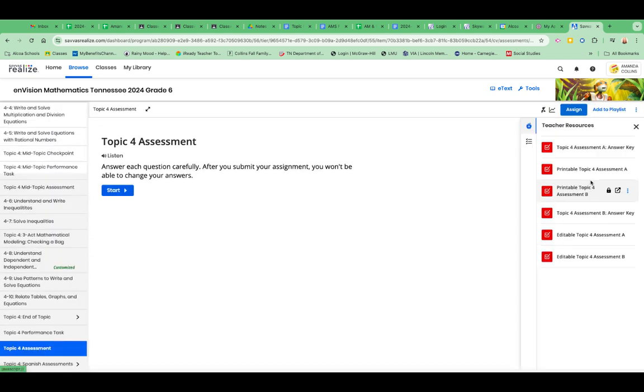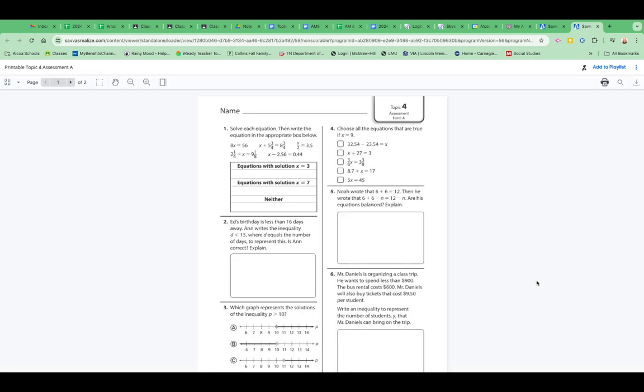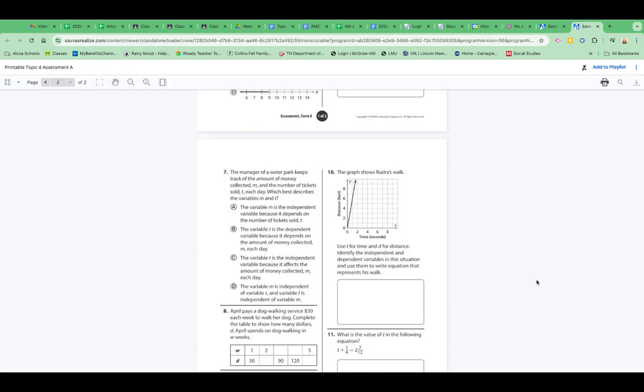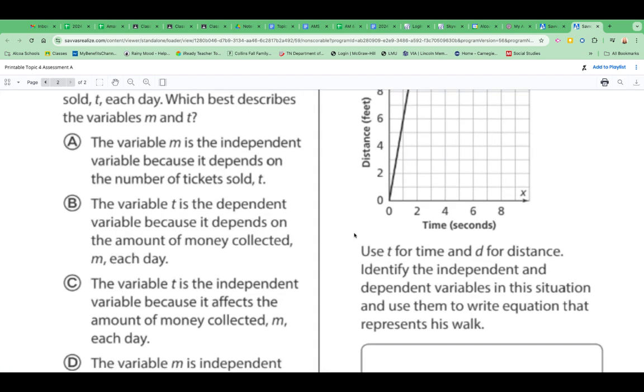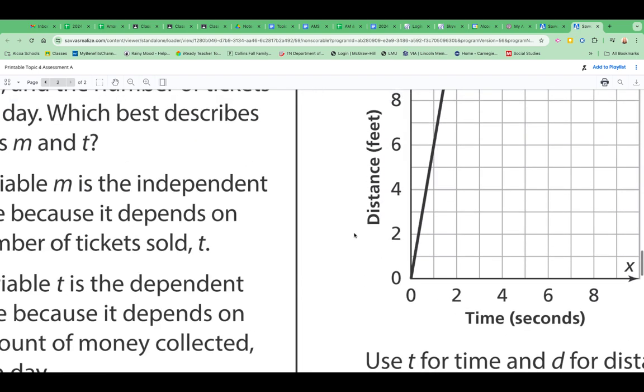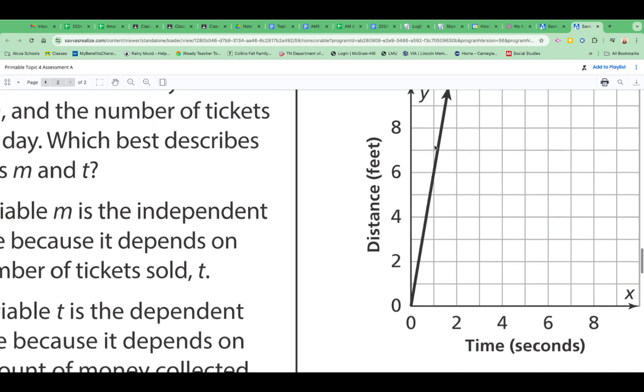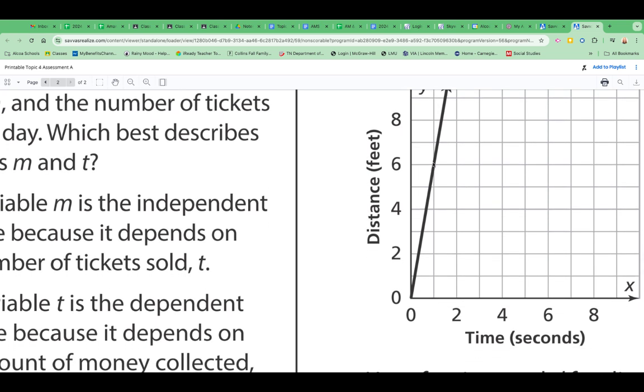Except maybe it didn't copy. Maybe it did. There it is. Okay. So we look at this. I want to find where it crosses beautifully, where it intersects perfectly. So right here, this would be 1, and this would be 6. Do you see that? 1, 6.